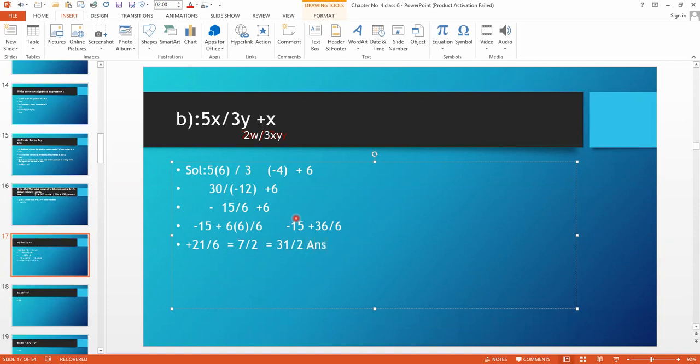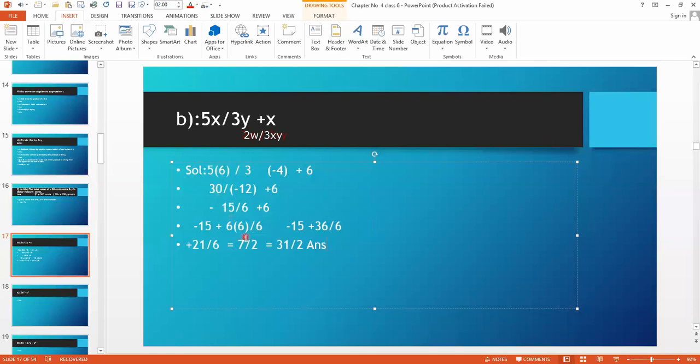Is it clear? Look here again, I have to repeat. 5x: here we have to put the value of x, that is 6, divided by 3y. What is the value of y? It is minus 4 plus x. And what is the value of x? 6. Now, in the next step, we have to multiply these two. 5 sixes are 30, divided by 3 fours are 12. The negative sign is here, plus 6. Plus into minus is minus. So 30 divided by 12, we have to divide it by 2. 2 fifteens are 30, 2 sixes are 12, plus 6.